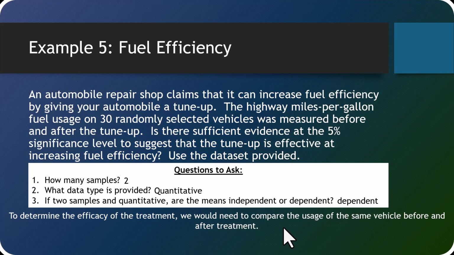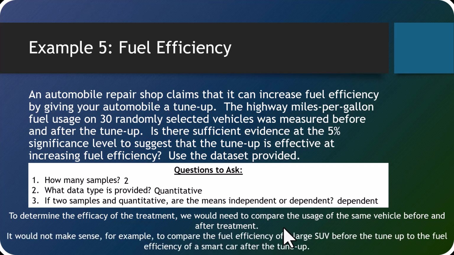So to determine the efficacy of the treatment, we would need to compare the usage of the same vehicle before and after the treatment. In other words, if you have this huge SUV and you compare that before data to the efficiency of a smart car after the tune-up, that makes no sense, right? You have to take the SUV's before data and compare it to its data after. You have to take the smart car's fuel efficiency before the tune-up and compare it to its own fuel efficiency after the tune-up. So we definitely have a matched pairs situation.